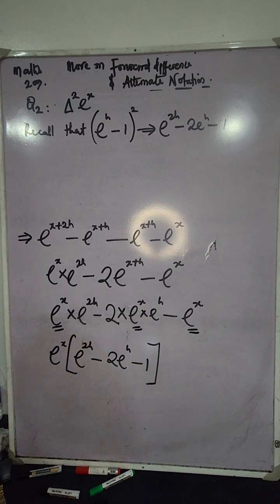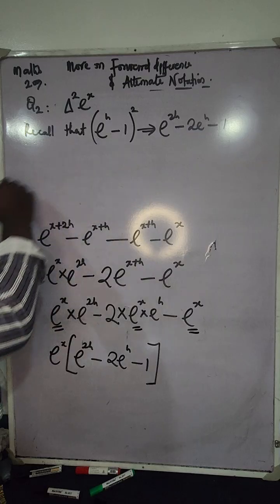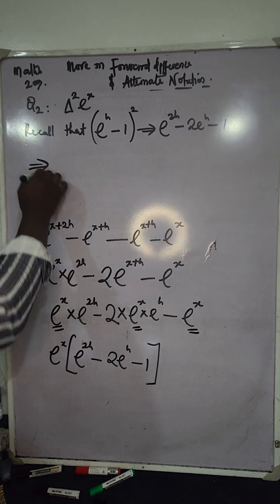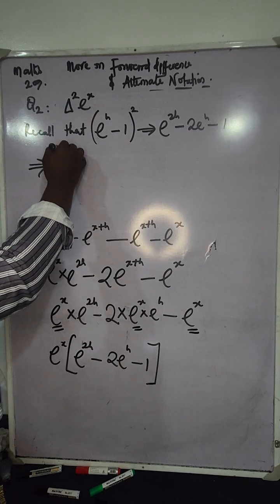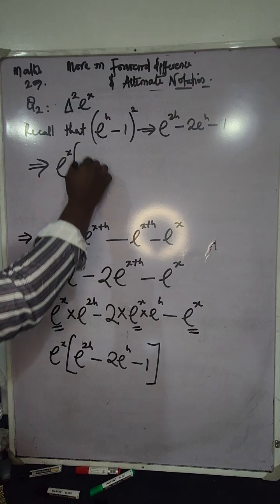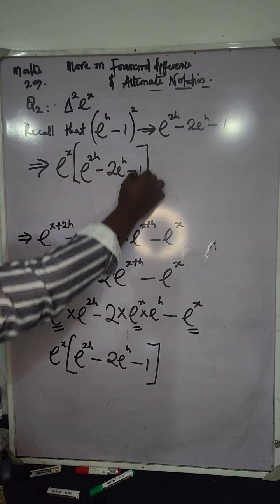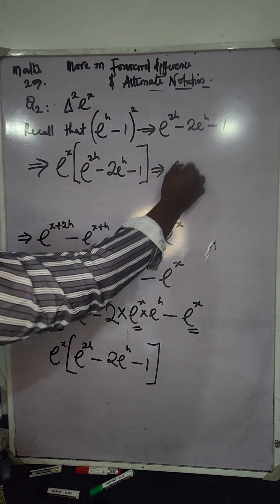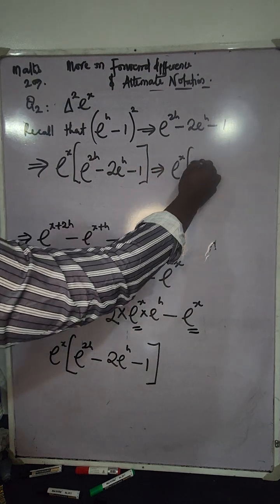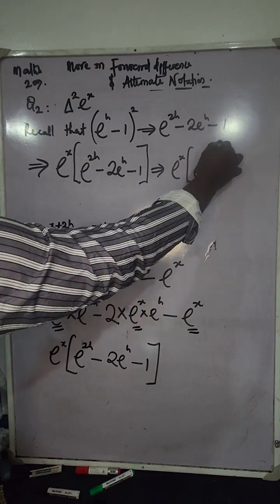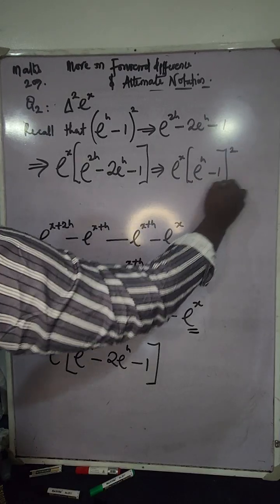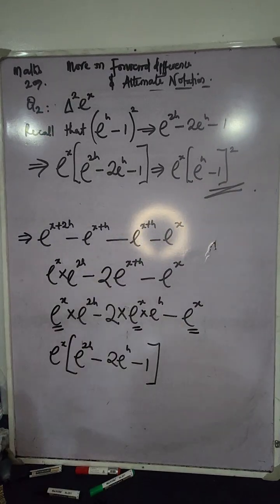So we can then say that this expression, e to the power of x into bracket e to the power of 2h minus 2e to the power of h plus 1, can be written as e to the power of x into bracket e to the power of h minus 1 all squared. Did you see that? So this is what we know as alternate notation, right?